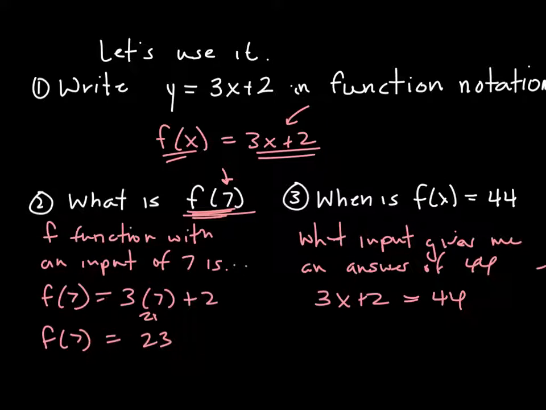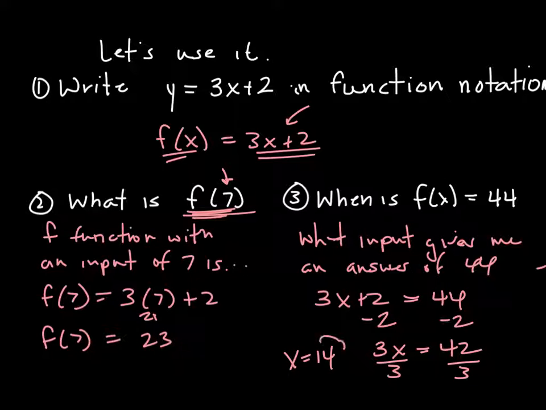So I go ahead and I use my properties of equality. My first property of equality I'm going to use is subtraction. So minus 2 from both sides. And I'm now left with 3x equals 42. My last step is to divide by 3. Divide by 3. And now what I'm left with is that the answer is x equals 14.